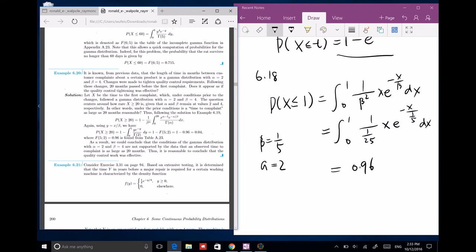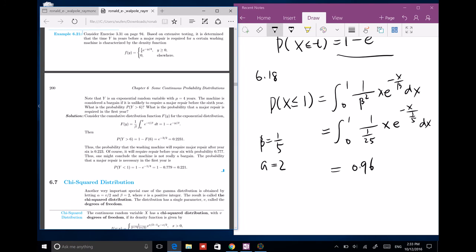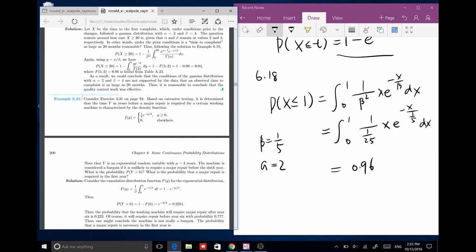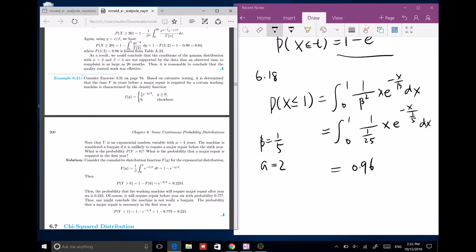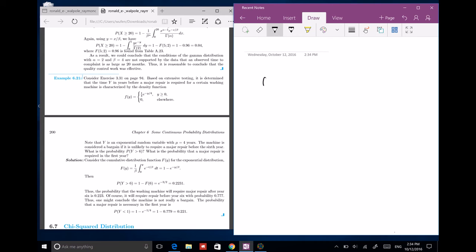And you can read the next few examples. Let me see which one is the exponential distribution. Problem 6.21 is an exponential distribution. Based on extensive testing, it is determined that the time y in years before a major repair is required for certain washing machines is characterized by the density function. So for 6.21, the density function is given by f(y) equals 1 over 4 e to negative y over 4, y is positive and 0 elsewhere.